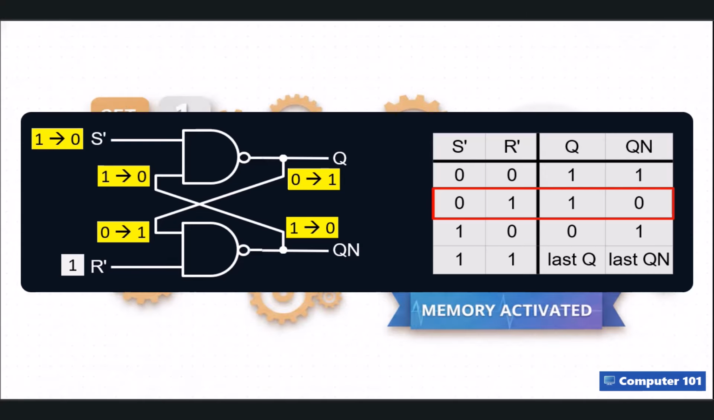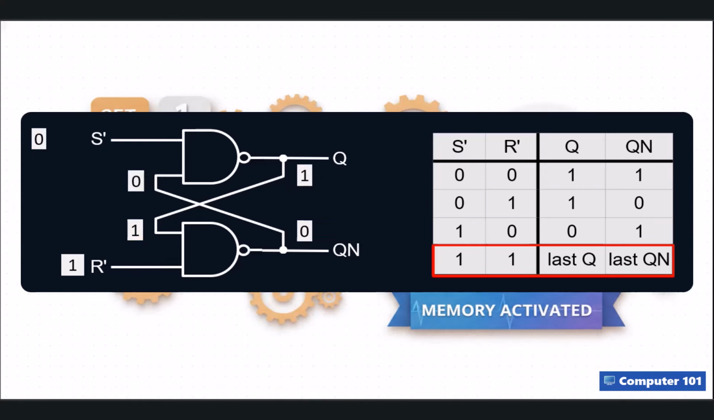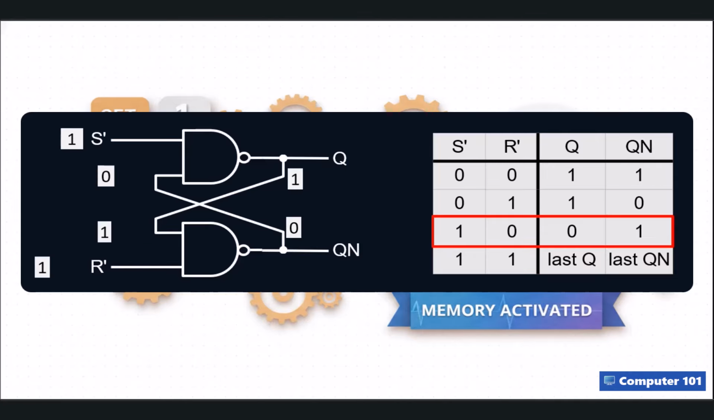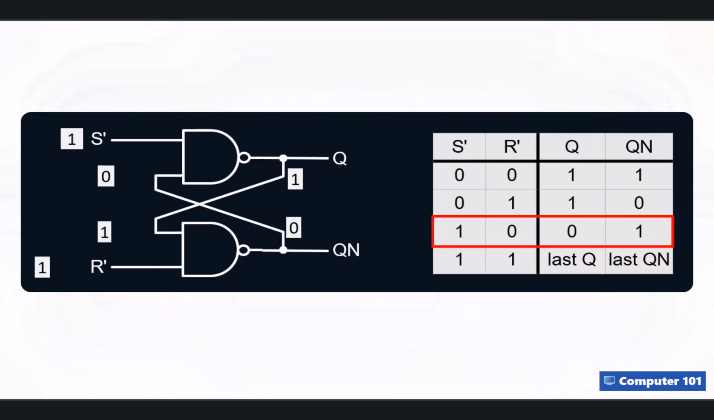But here's the magic question, right? What happens next if we take our finger off that set button? Let's change S' back to a 1. Just notice the truth table on the right. The outputs remain exactly the same. No way, right? When S' changes to 1, that top gate still has that looped 0 coming up from Qn, so its output just stays at 1. The circuit has successfully remembered its state, even after we remove the initial trigger. Let's move on and see how this builds.